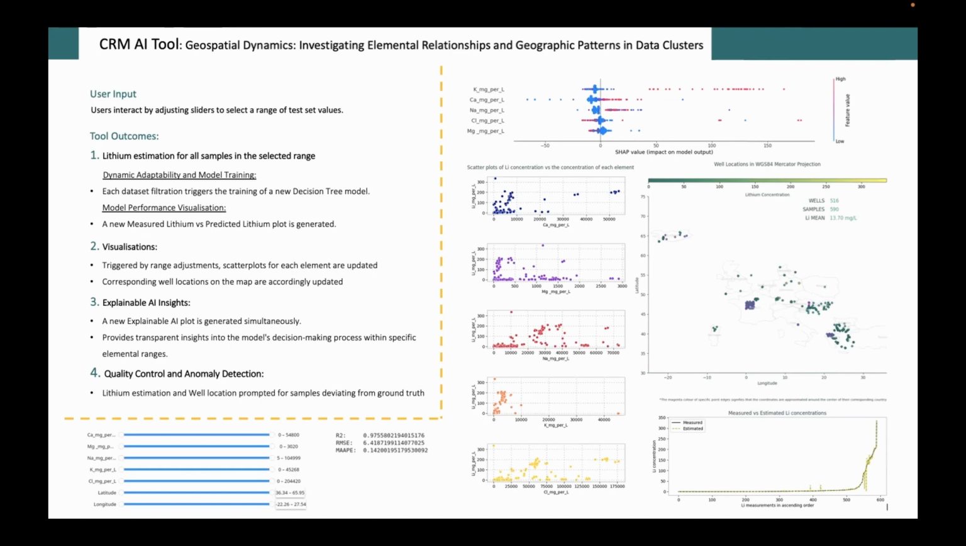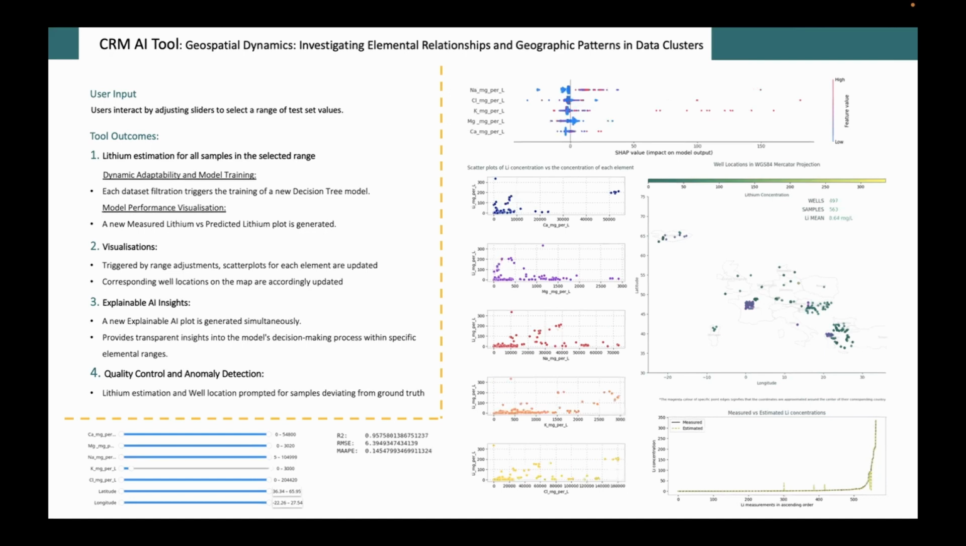So as an example, we adjusted the potassium slider, as we can see on the bottom left, setting the range from 0 to 3000. The entire dataset was automatically filtered, triggering corresponding updates in the scatter plots for all the elements, and adjustments in the points on the map.